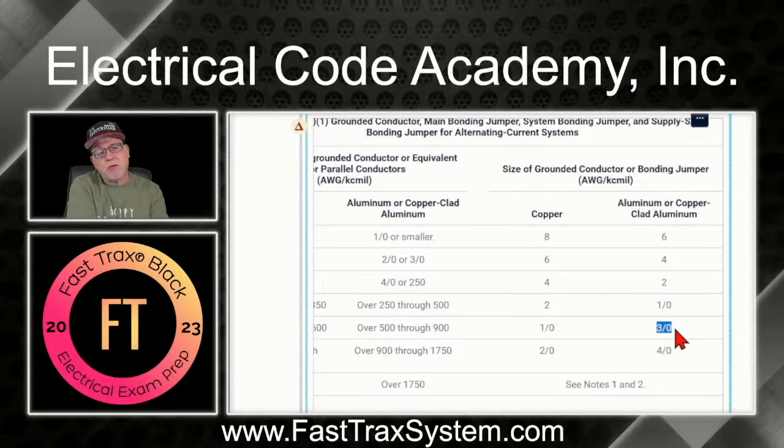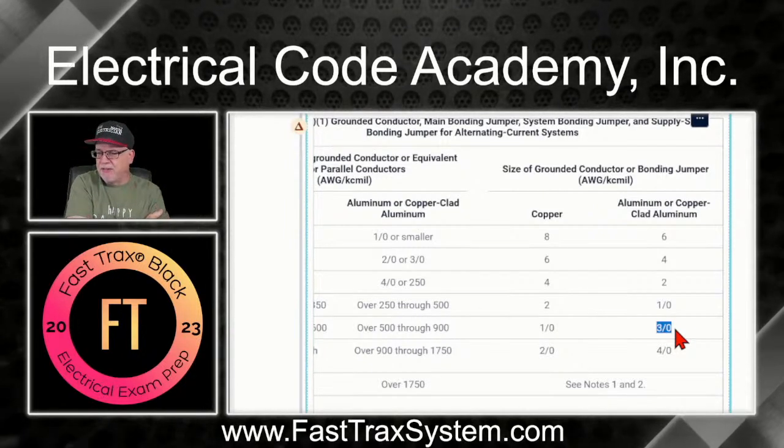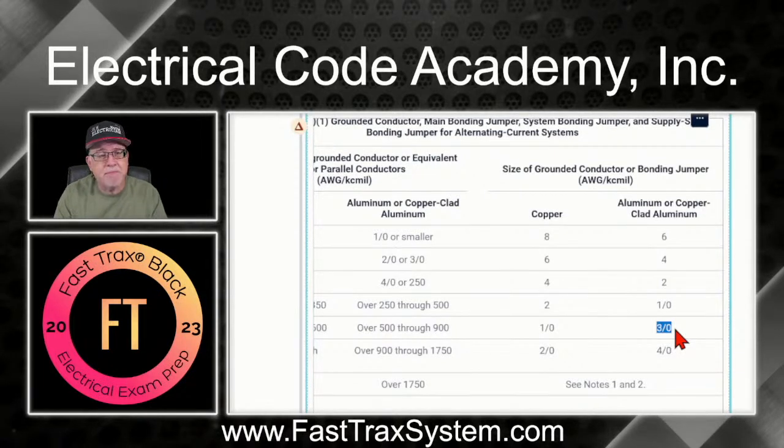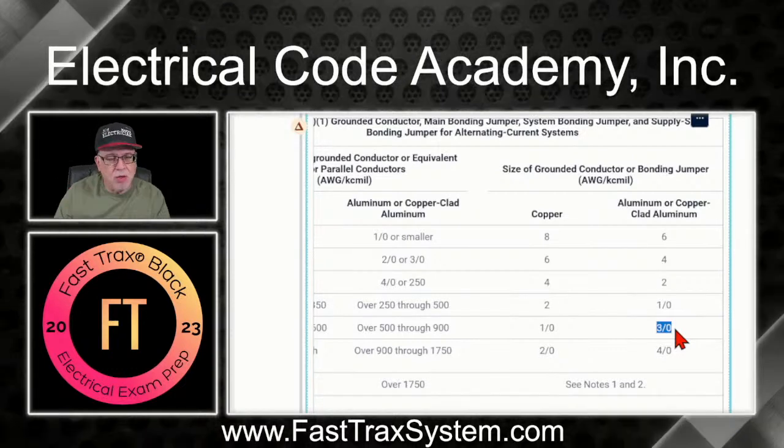Now, the next question you're asked is, well, what if I have a single raceway and I've got parallel sets, and what if my parallel sets exceed this table?